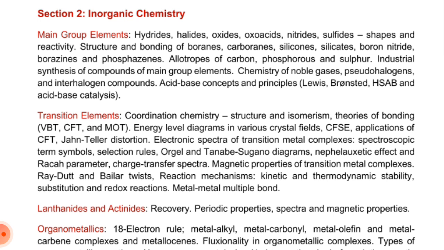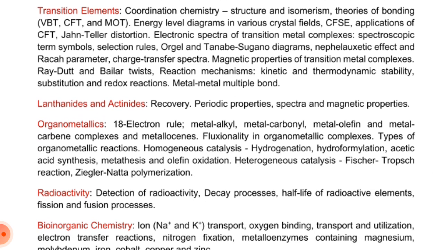Inorganic chemistry: main group elements, hydrides, halides, oxides, oxoacids, nitrides, sulfides, shapes and reactivity, structure and bonding of boron, carborane, silicon, silicates, boron nitride, borazine and phosphazine. Allotropes of carbon, phosphorus and sulfur, industrial synthesis of compounds of main group elements, chemistry of noble gases, pseudohalogens and interhalogen compounds, acid-base concepts and principles: Lewis, Brønsted, HSAB and acid-base catalysis.